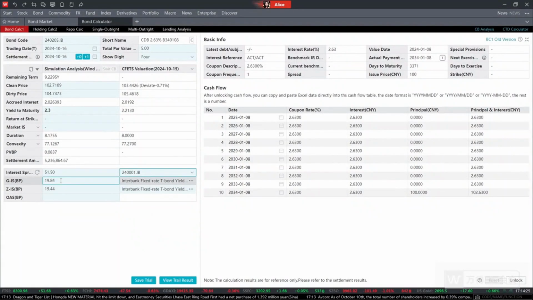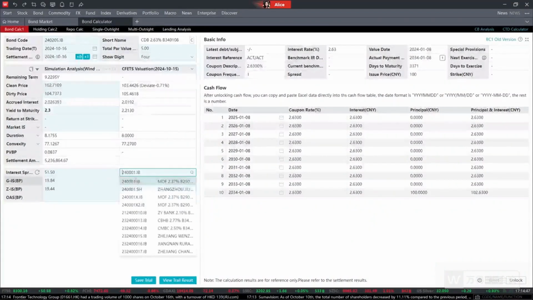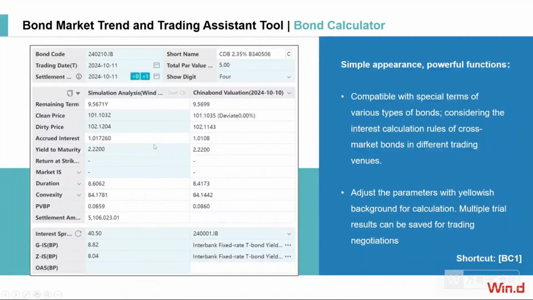So it is actually pretty easy to use but powerful, right? You can see we can get the spread, also the G spread, Z spread over here, which will be calculated automatically depending on your forecasting or even the parameters that you entered. Okay, so this is the bond calculator. And again, as I mentioned, such a calculator is pretty simple and powerful to use. You can just adjust different parameters, and the result will show automatically as you want. Okay, so this is about the bond calculator.